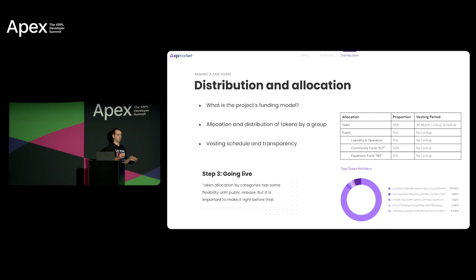Then the distribution. So you understood how many tokens you need. You know what your tokens are going to do. You're comfortable in this position. So until this stage, you have locked pretty much all the numbers. And remember that you can still shuffle some numbers until you go public. Once you go public, specs are pretty much locked.